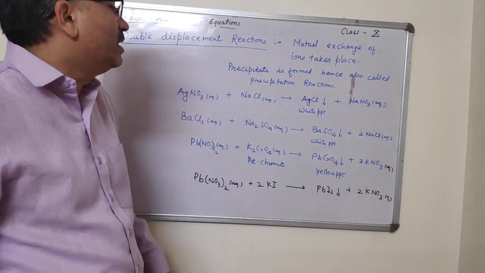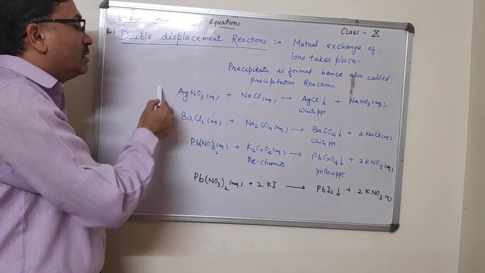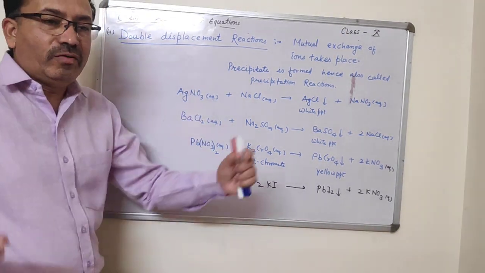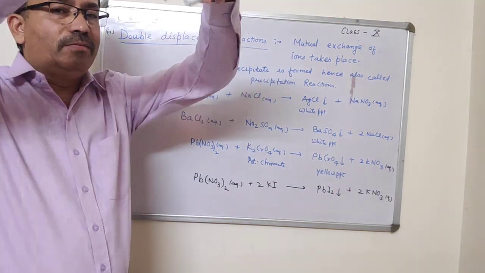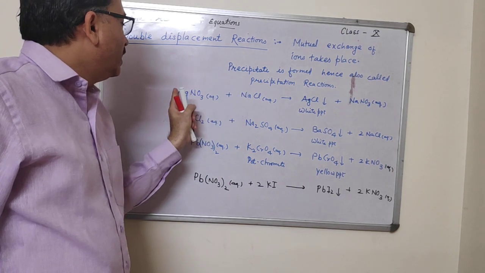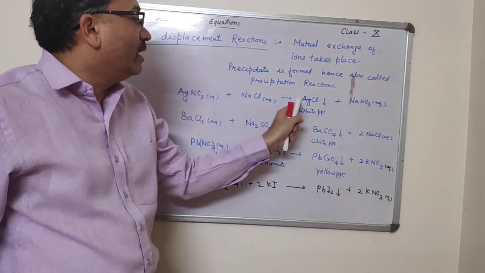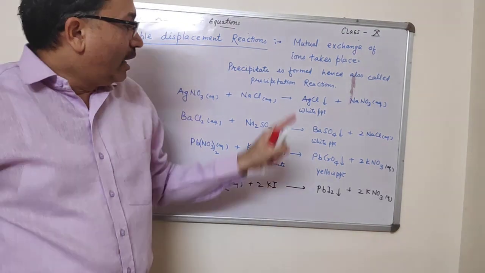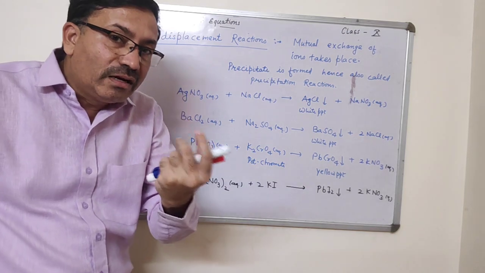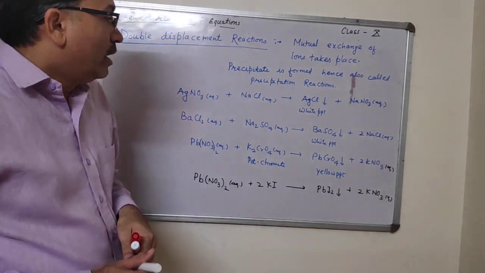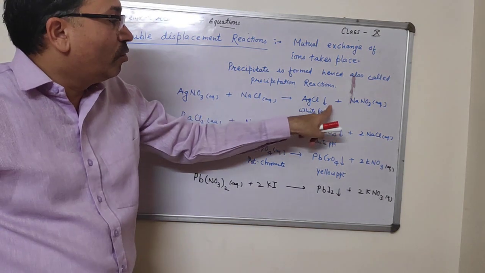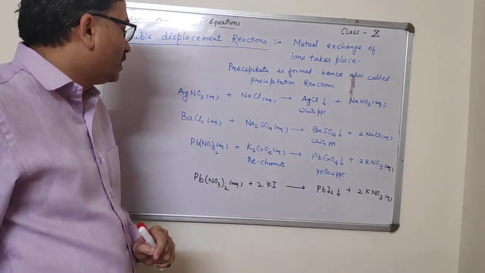I have taken a few examples. Say if I take aqueous silver nitrate and aqueous sodium chloride in two separate test tubes, and if I mix them, what happens? There will be a mutual exchange of Na plus and Ag plus ions. We get AgCl and NaNO3, and this AgCl does not dissolve in the solution; it forms a white colored precipitate solid. A precipitate is generally shown by a downward arrow. Whenever there is a downward arrow, that shows formation of a precipitate.